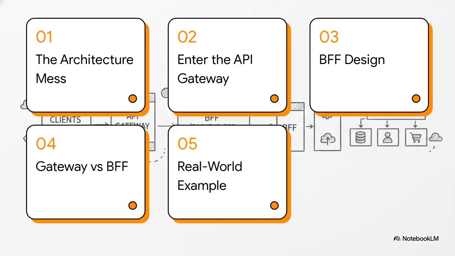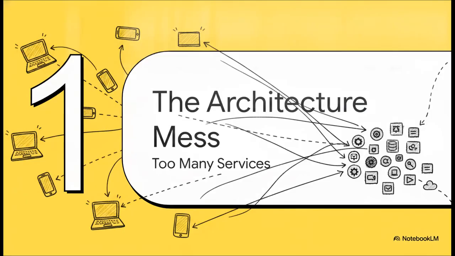Here is our roadmap for today's Explainer. We'll start by looking at that modern architecture mess, then we'll introduce the API gateway, explore backend for front-end design, compare the two, and finally, tie it all together with a real-world application. All right, let's jump straight into part one, the modern architecture mess.